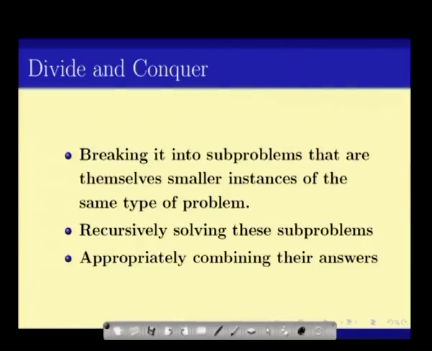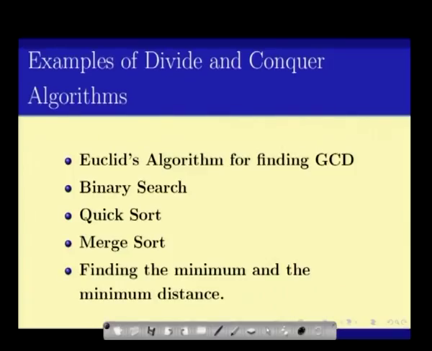In divide and conquer algorithms, we first break the main problem into smaller and smaller subproblems. Then we solve recursively on each of these subproblems, and then finally we combine them to get their answers. We have seen quite a number of such algorithms. We have seen the Euclid algorithm for finding GCD, we saw binary search, we saw the classic divide and conquer approach of quick sort and merge sort, and we also saw how to find the minimum in a set and the minimum distance among a set of points. In the last lecture, we saw how to get the minimum distance among a set of points in R2.